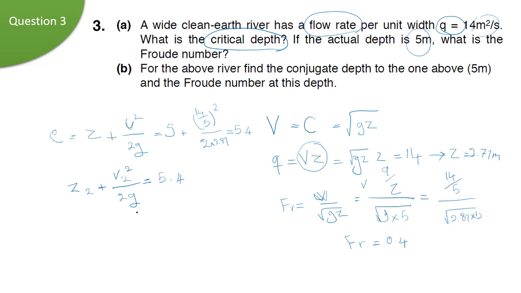And what else we have here, if we make these two equal to each other, we have this V here, and we can put V as Q over Z here, because we have the flow rate. And at the end, if we put all this together, we get to an equation. I'm sorry for this typing.